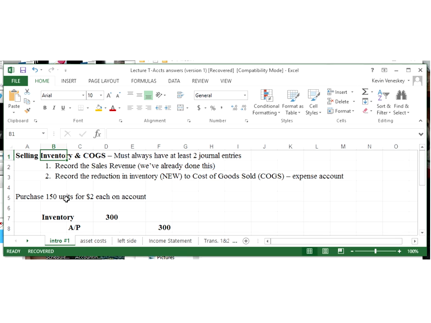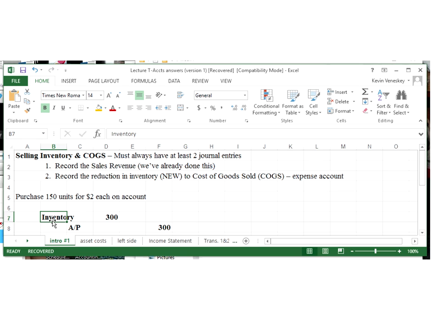If I purchase 150 units to resell in my business, and I buy them for $2 a piece, my initial entry is to inventory, and that's an asset account. So I'm going to debit my asset account for $300 and credit the account payable that I owe the store $300. I did not put this amount here as an expense. There is no such thing as an inventory expense.